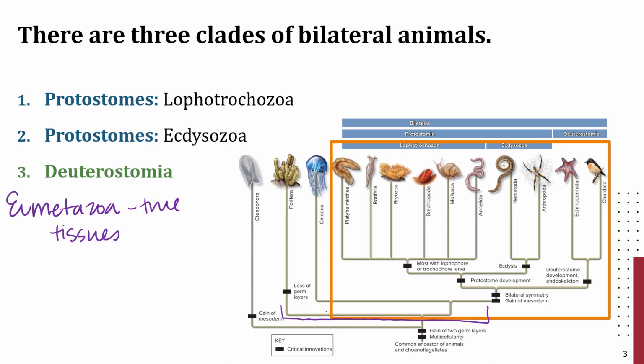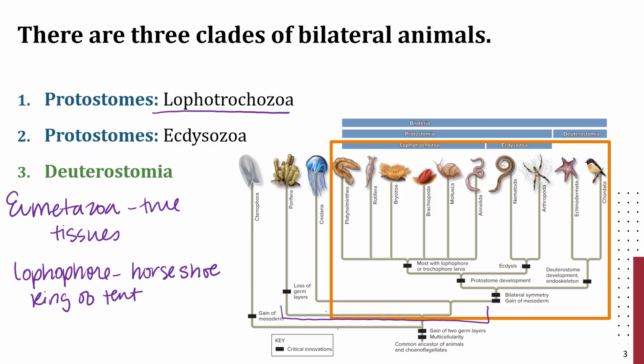The group that we're going to focus on are called the Lophotrochozoa. And this is kind of an odd word. I know it's kind of hard to say. A lophophore is a horseshoe-shaped ring of tentacles whose job is to bring in food. Just like the jellyfish cnidocytes, they bring in food into the center.